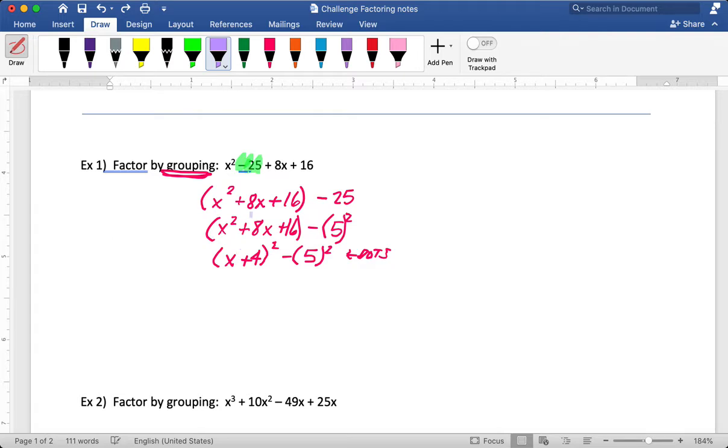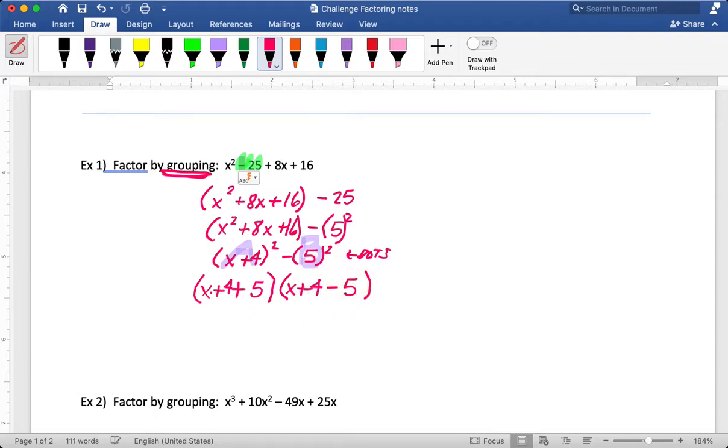All right, so let's first set it up. Remember, it's always a plus b times a minus b. This here is my a. This here is my b. So what do I have? I have x plus 4 plus 5, because 5 is my b, and then x plus 4 minus 5.